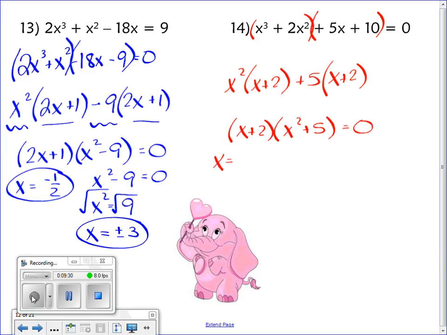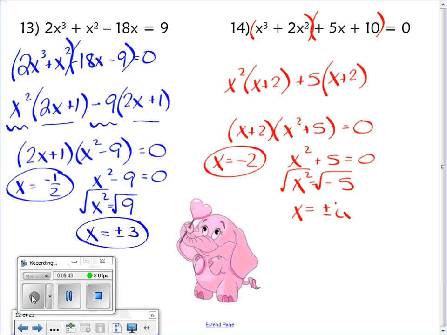Okay? Then we solve. So x equals, and then x squared plus 5 equals 0. So minus the 5. So x equals? Perfect. How many times will that equation cross the x-axis? Once. Why not 3 times? There's an i, they're imaginary. It doesn't cross if it's imaginary.